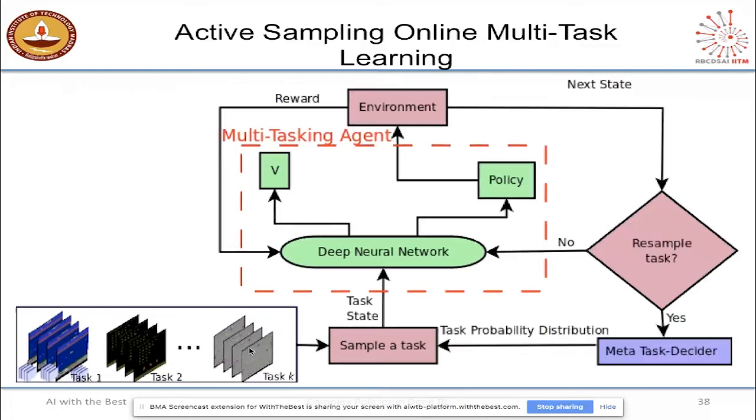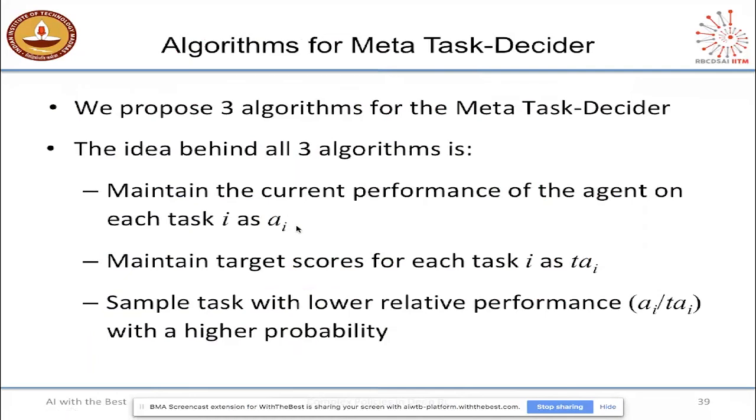And the way we actually modify it is to add what we call a meta task decider, right? So when it is time to resample a task, you don't just uniformly sample one, but you use this kind of an active learning setup, which gives you a sampling distribution based on which you pick what the next task would be, right? And the sampling distribution is going to depend very much on the state of the learning of this multitasking agent. So we proposed 3 different algorithms for the meta task decider.